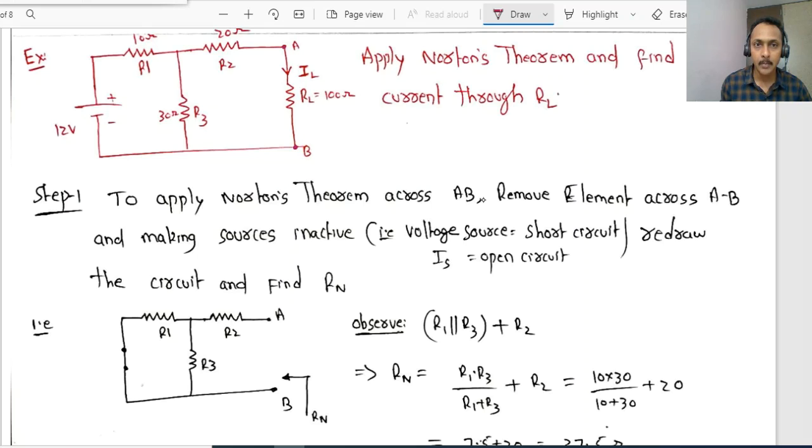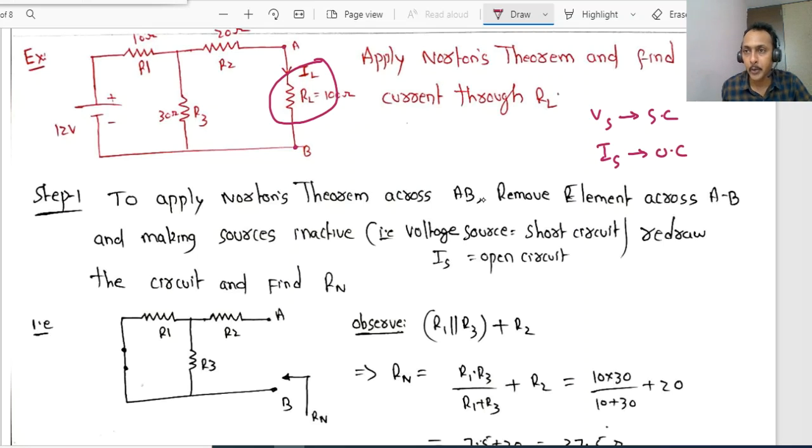We have to remove this element and find out the Norton's equivalent. Clear? Now our first step is to find out the Norton's equivalent resistance. Our rule is make the sources inactive. If it is a voltage source, we are making it short circuit. If it is a current source, we have to make it open circuit and redraw the circuit. Looking into the circuit, we will find the Norton's equivalent resistance.